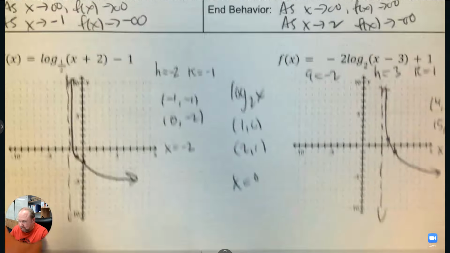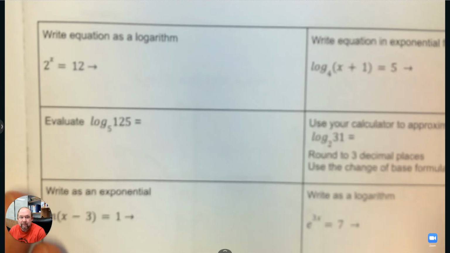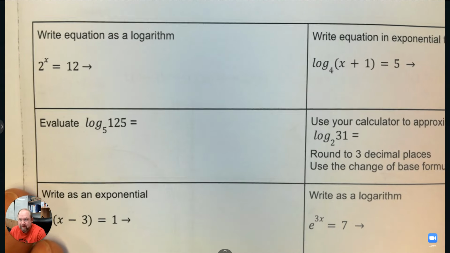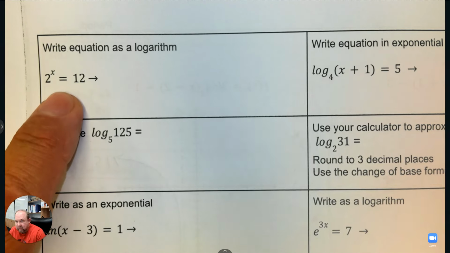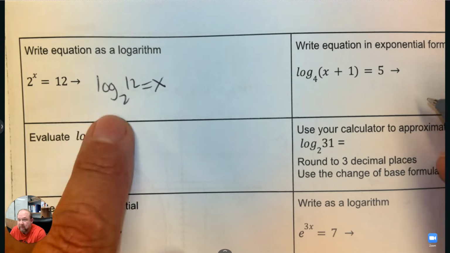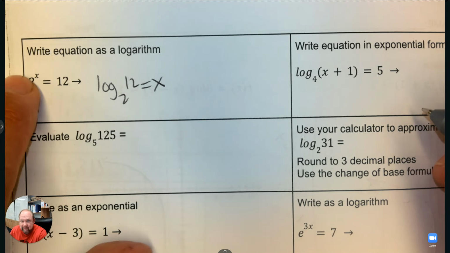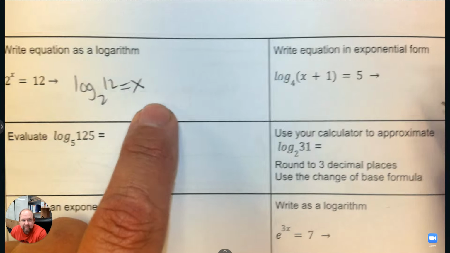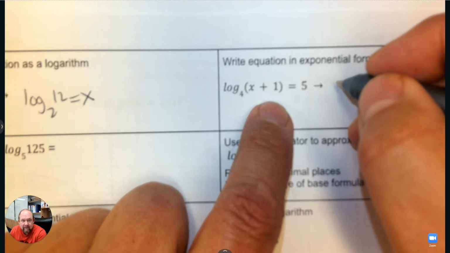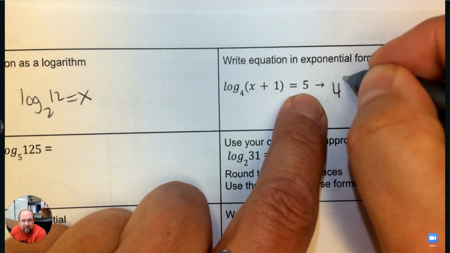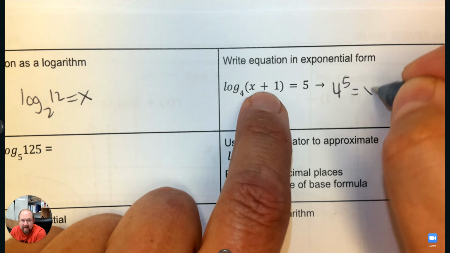All right, turn the page, press pause. If you need help, we'll do the first sum together, but then eventually you need to do them first and then press play. Can you write this as a logarithm? So I'm going to write log base 2 of 12 equals x. Remember, there are three parts, the base, the exponent, and the answer. The exponent is by itself. Can you write this as an exponent? Well, the base, the exponent is 5, and what's inside is the answer.